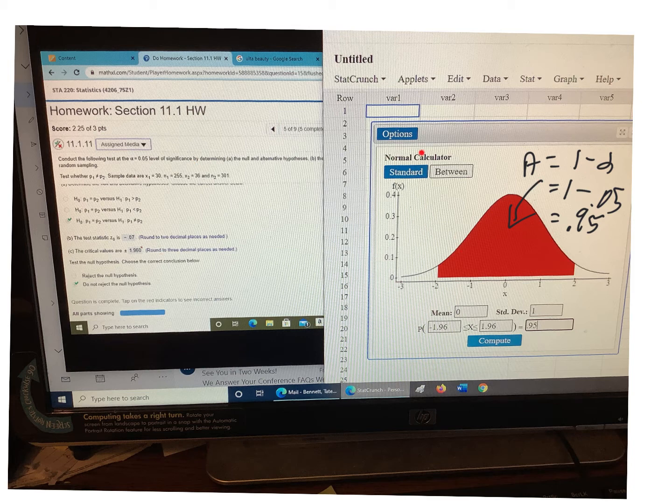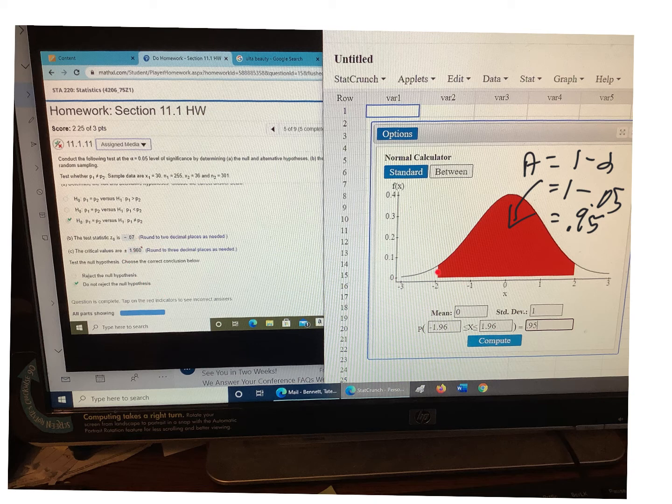So the easiest way to do it is to go into StatCrunch, click on Stat, then Calculators, and choose the normal calculator. Like with the confidence interval, it's 1 minus alpha, or in this case 1 minus 0.05. This area is 0.95. So you leave the mean and standard deviation alone, and just put 0.95 in for the area, and click compute. And this z-score here is what you're after, which is the critical value, 1.96.